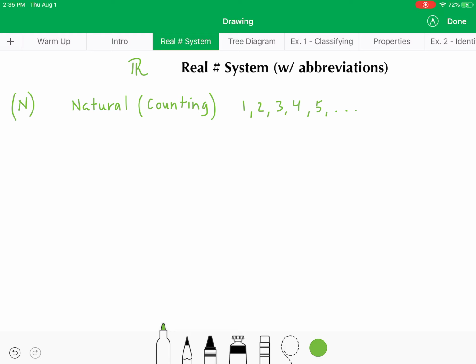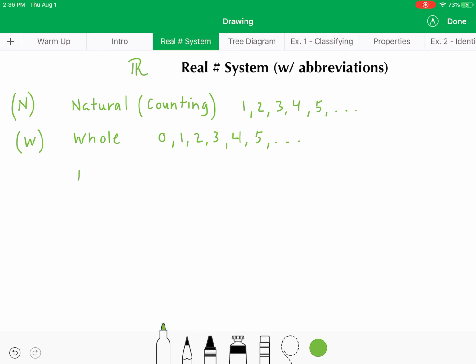Second subset of the real number system are the whole numbers, designated with a capital letter W. And the whole numbers are going to be all of the naturals as well as the number 0. You can't have the concept of a whole without having the concept of 0. So notice that all natural numbers are whole numbers, right? And every whole number is considered a natural number as well, with the exception of 0.